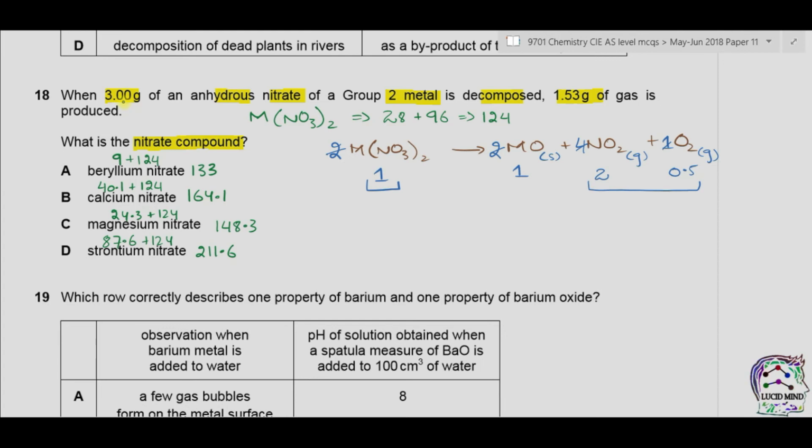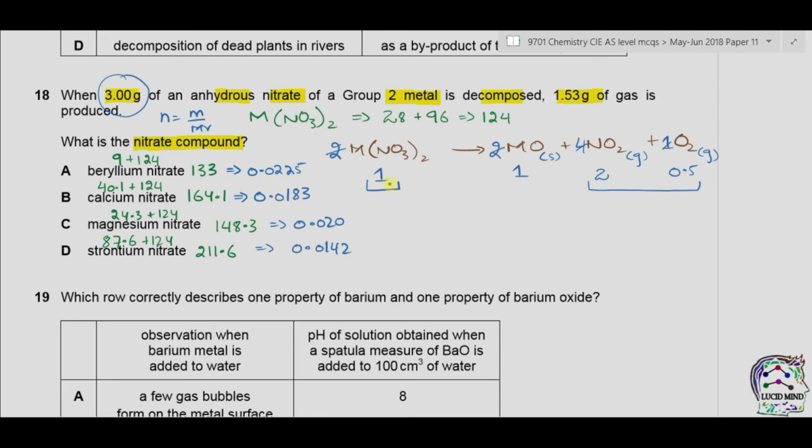Let's find the number of moles of the reactant. The mass is 3 grams. Number of moles is equal to mass in grams divided by molecular mass. So 3 divided by 133 will be equal to 0.0225. Similarly, for calcium nitrate, the number of moles in 3 grams will be equal to 0.0183. For magnesium nitrate, it is 0.020. For strontium nitrate, it will be 0.0142.